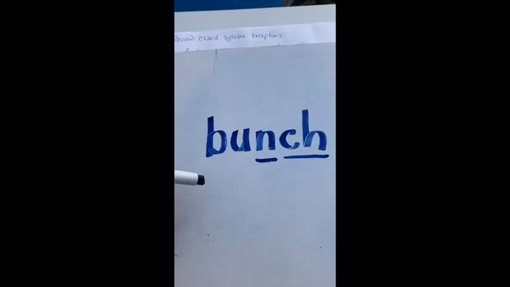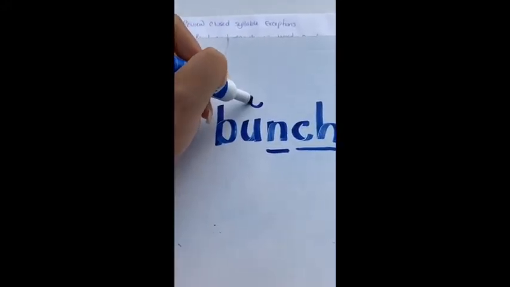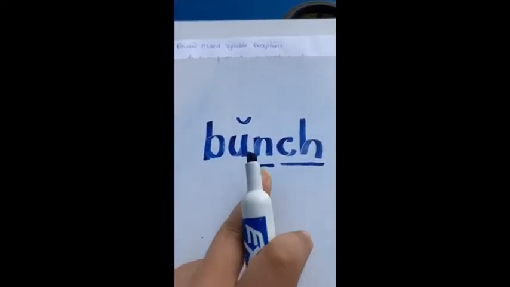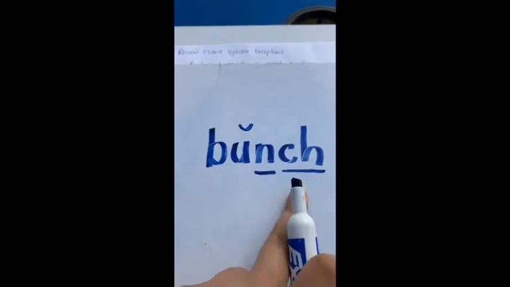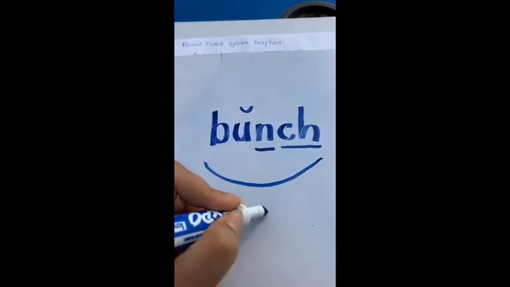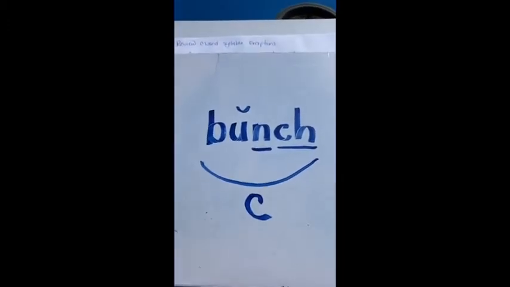I also know that the U is making a short sound. And because the U is making a short sound and it's followed by three consonants, I know that this is a closed syllable. So I'm going to mark it as a closed syllable. And that's how we would mark up bunch.